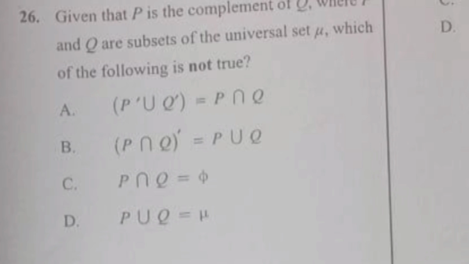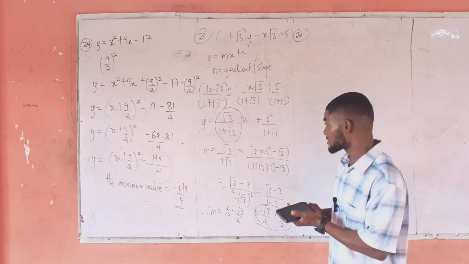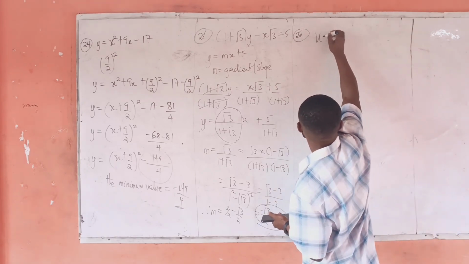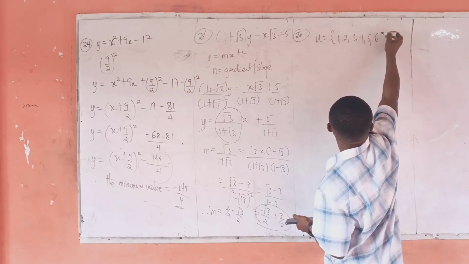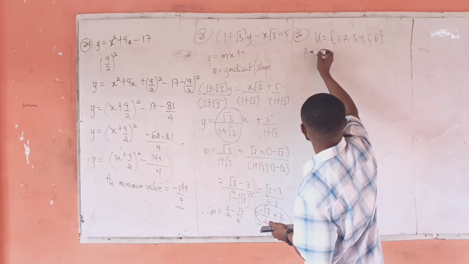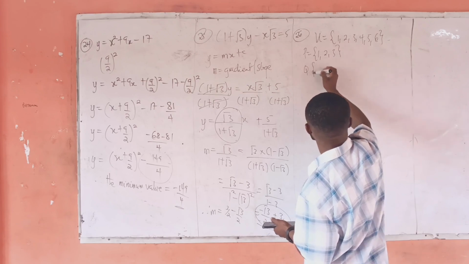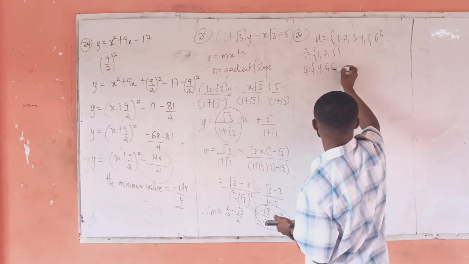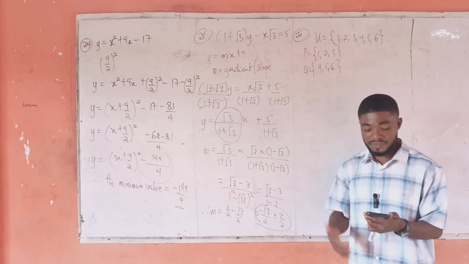With question 26, I beg it is going to be a bit technical, but you have to understand what I'm trying to say. So I'm going to use examples to be able to see which of them will not make sense. Let's assume we have a universal set, which is 1, 2, 3, 4, 5 and 6. And then let's assume P is 1, 2, 3 and Q is equal to 4, 5 and 6. Using this concept, maybe you'll be able to understand what we are doing over here.